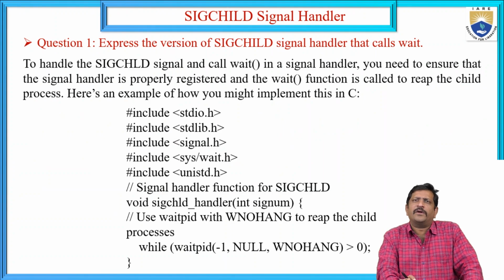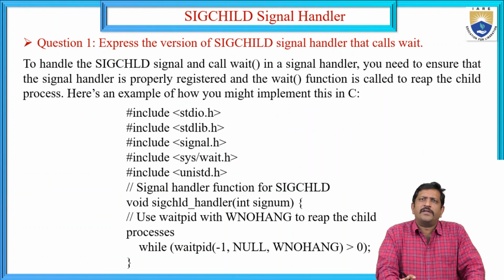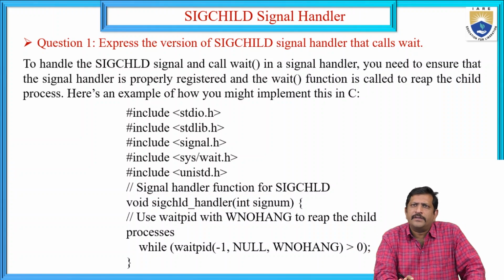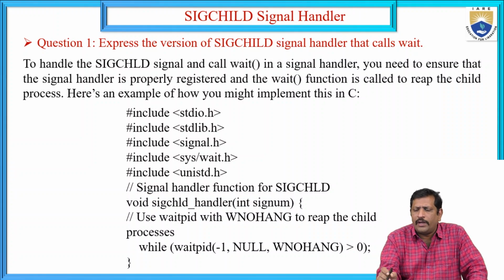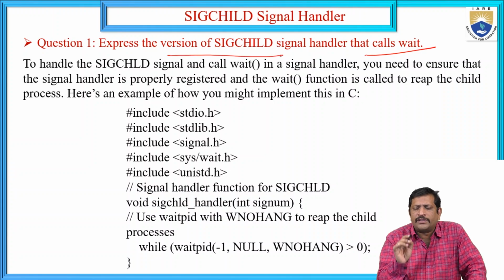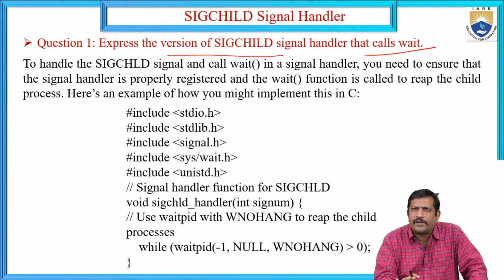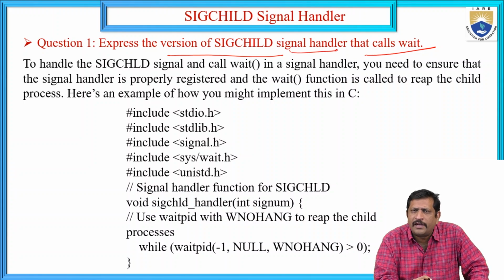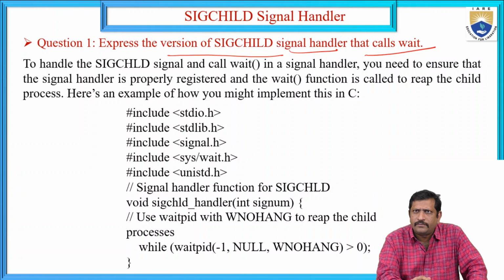Here is the problem statement: express the version of the SIGCHLD signal handler that calls wait. Whenever we call wait, what type of version are we utilizing for the signal handler? Signal handler means generally we are sending signals to the client by the computer program.